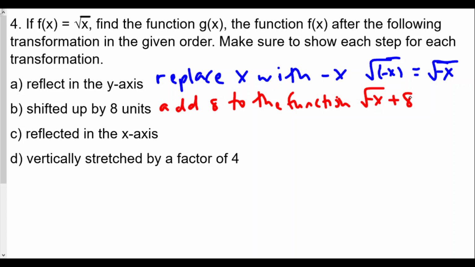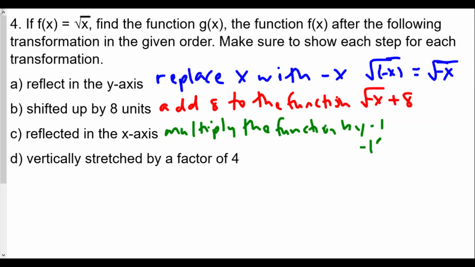Now we're going to reflect in the x-axis, which means multiply the function, the whole thing, by negative 1. And so we're going to have negative 1 times the square root of negative x plus 8. So that's what we get.